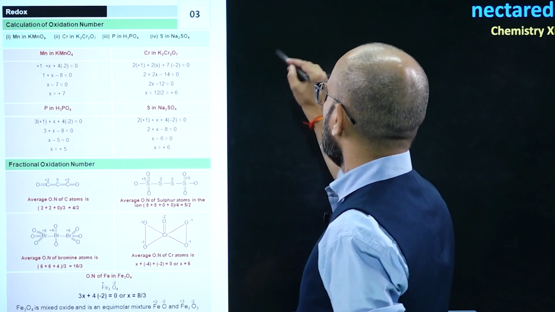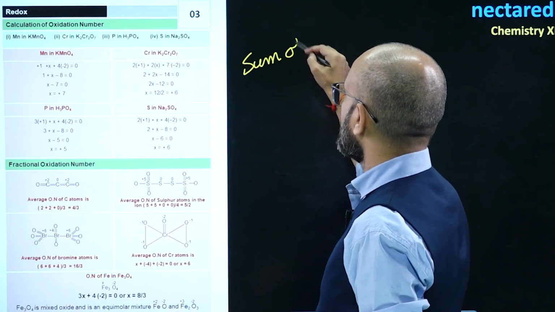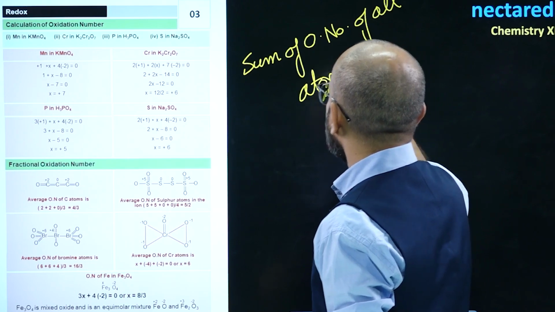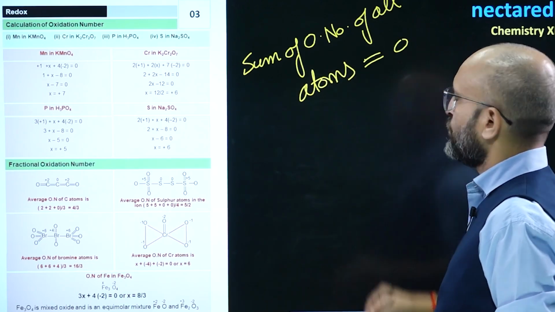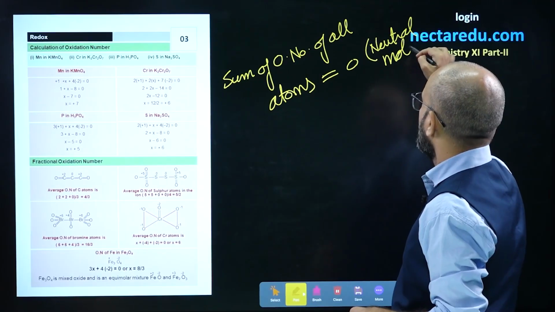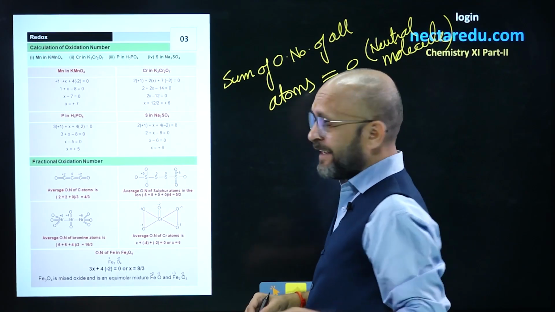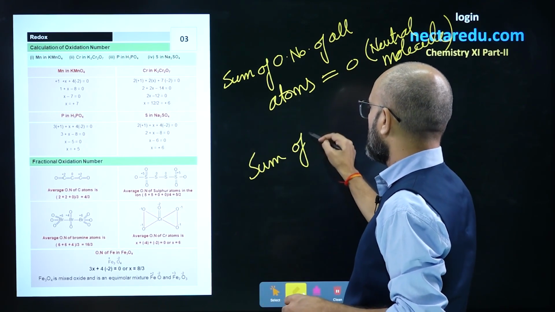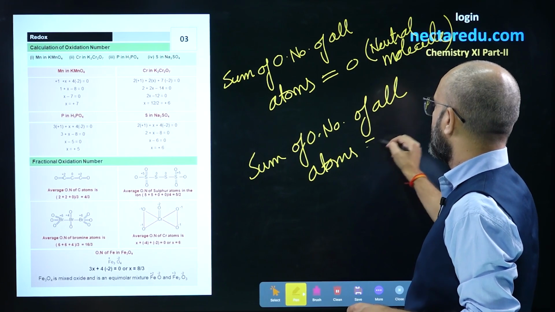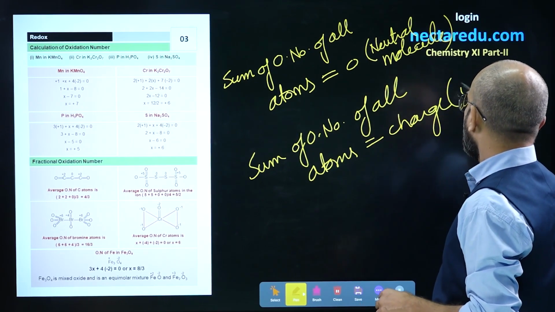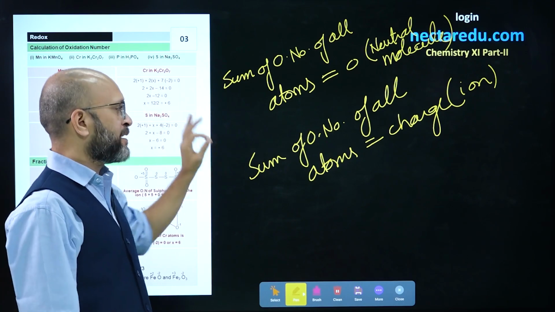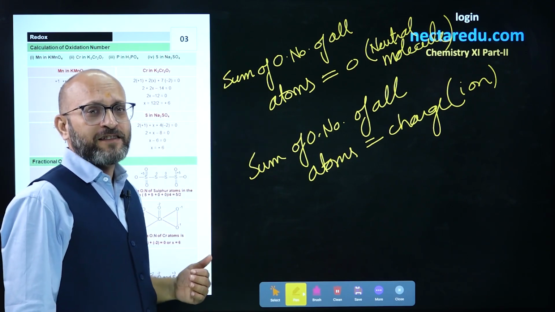See, what we need to understand is that the sum of oxidation numbers of all atoms equals 0. This is for a neutral molecule. And if it is an ion, then the sum of oxidation numbers of all atoms equals the charge on the ion. Sum of oxidation number of all atoms equals 0 for a neutral molecule, whereas the sum equals the total charge on the ion.